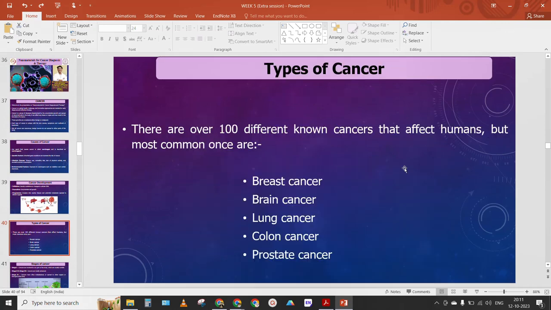Then the types of cancer. There are over 100 different known cancers that affect humans, but the most common ones are breast cancer, brain cancer, lung cancer, colon cancer, and prostate cancer.